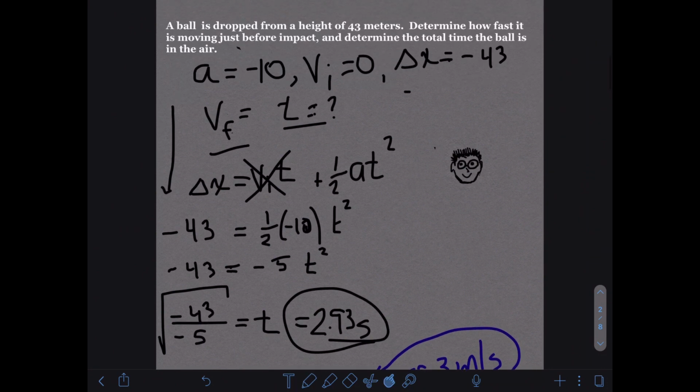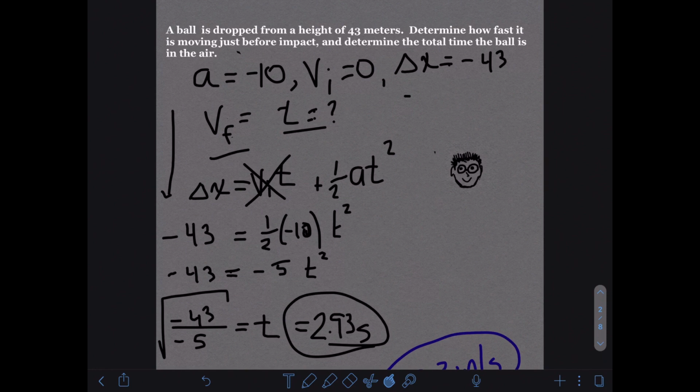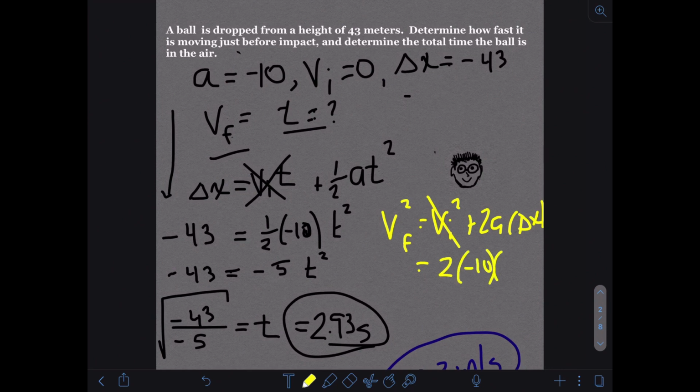Now, could you have used the VF squared equation first to solve for the final velocity? You absolutely could have done that. You could have basically said VF squared equals VI squared plus 2A delta x. The VI is gone. Now this is where you got to be careful. This is where the double negatives help you. Negative 10, negative 43. And that's VF squared.